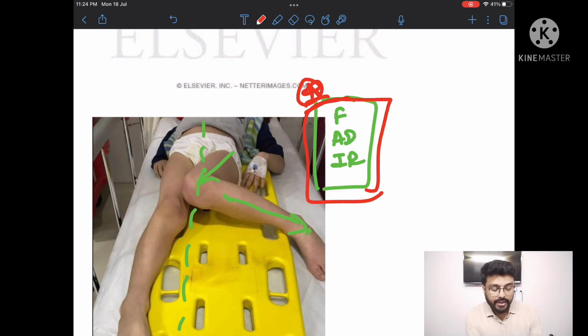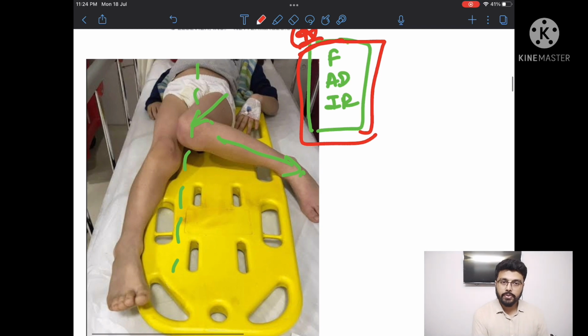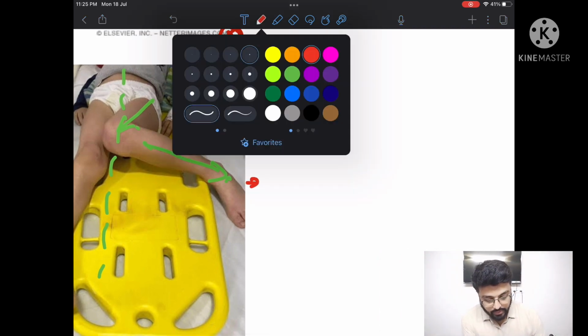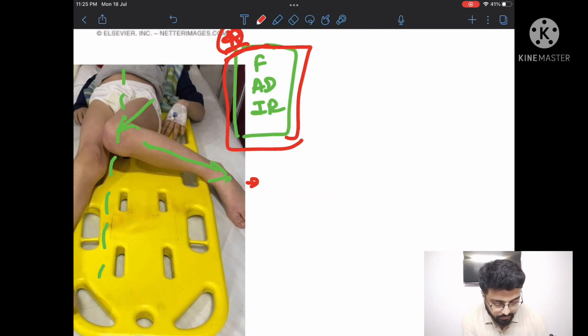Now, what else will you look for in the case of posterior dislocation of hip? So there are other important points which need to be mentioned. One is vascular sign of Narath.